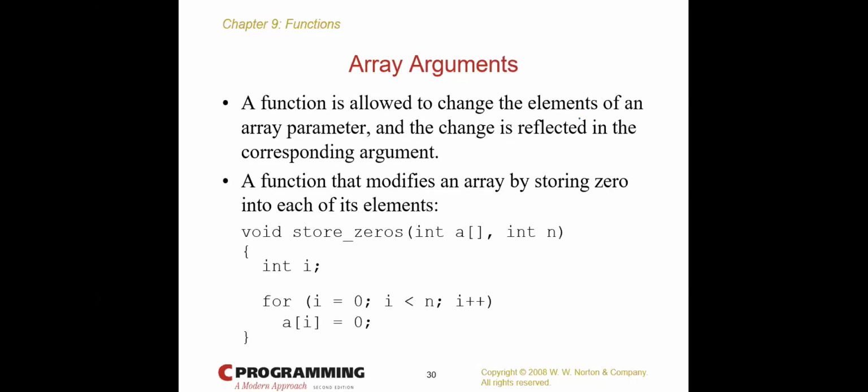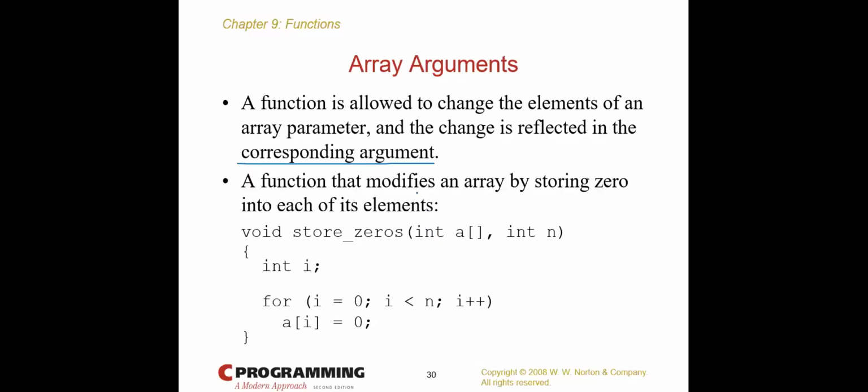A function is allowed to change the elements of an array parameter, and the change is reflected in the corresponding argument. So this is really a different behavior from when you are passing a scalar variable as a parameter. If you pass a scalar variable as a parameter to a function, we discussed just about 5 minutes ago that anything you do in the function cannot change it. But if you pass an array, anything you do in the function to that array will change the array inside of the function and outside of the function.